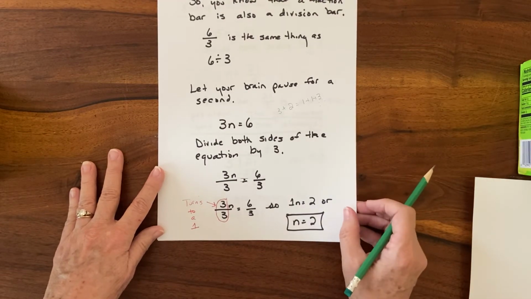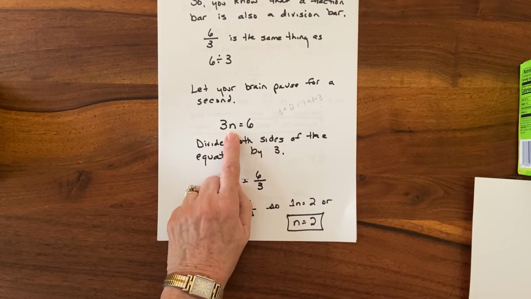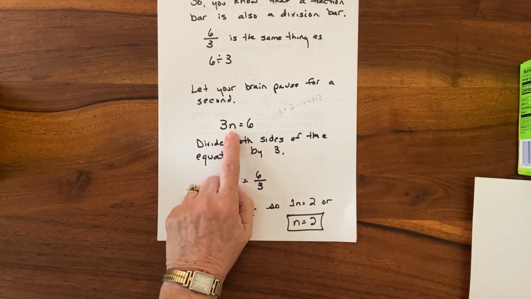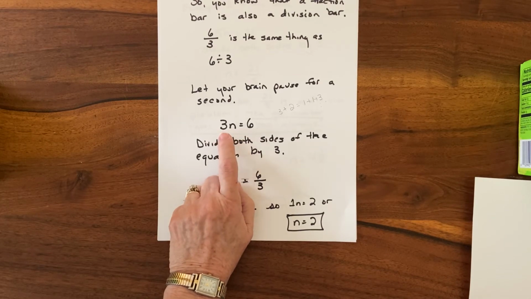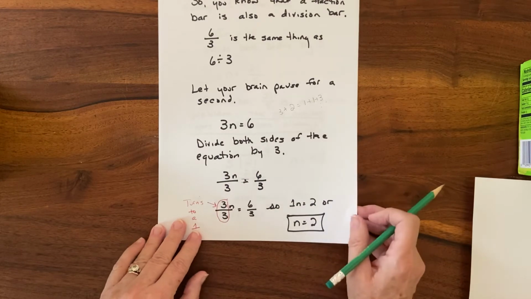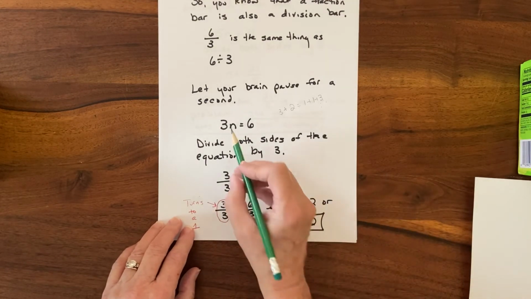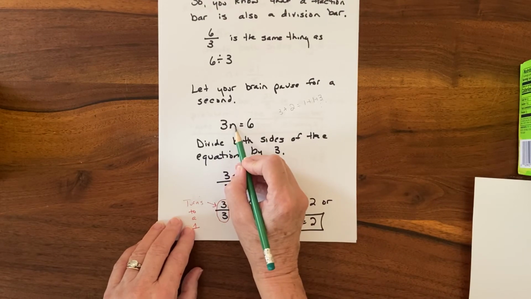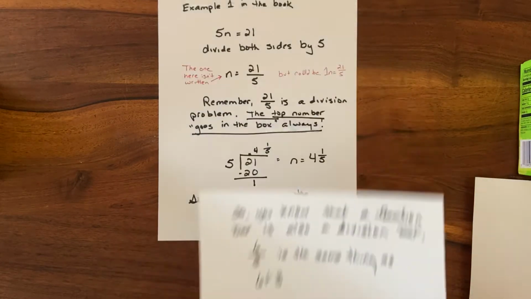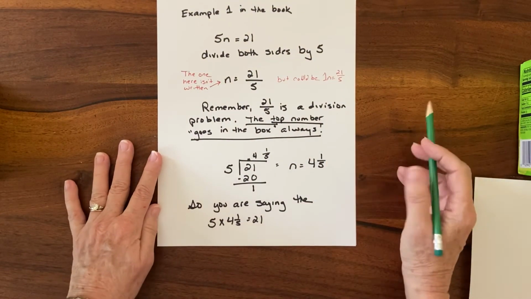Cool, huh? So remember, whatever's connected to that n, if it's connected by multiplying, you're going to divide. Or if it's connected by dividing, you're going to multiply. You're going to do the opposite operation. I think in this case, we're just having things connected with multiplication. So that's easy. Okay, so let's look at example 1 in the book.